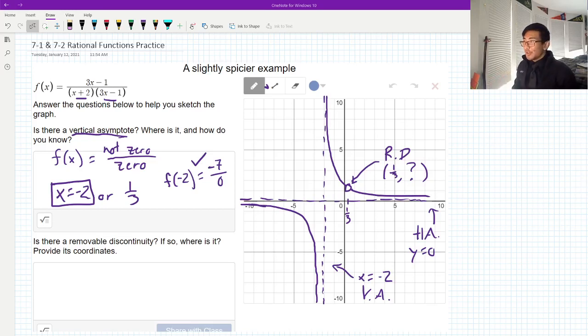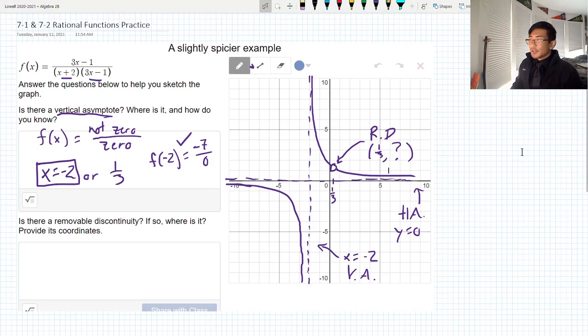Hello folks, in this video I wanted to talk about where we find the removable discontinuity, and more specifically how we get its y coordinate. This is an example that we did in class, so we've already gone through most of it. We found the vertical asymptote, and we know that the horizontal asymptote is, as usual, at y equals 0.